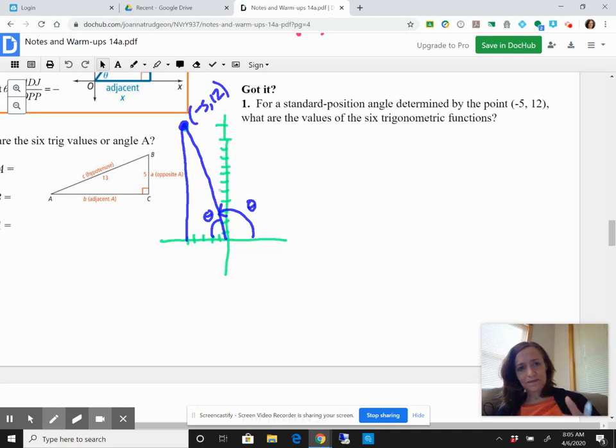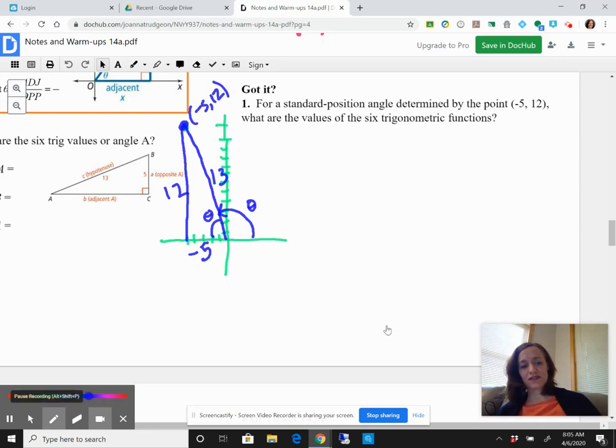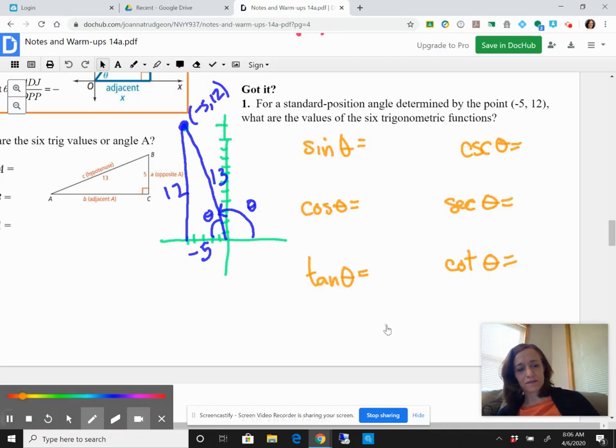So this is your point, (-5, 12). And actually, you should know the hypotenuse because this is a Pythagorean triple. This is 13. Hypotenuse is always positive. Now I'm going to write my little ratios out here, so I'm going to pause it and do that, kind of like the beginning: sine theta, cosine theta, that sort of thing. Okay, so I'm just going to go about my business now and write down these ratios.